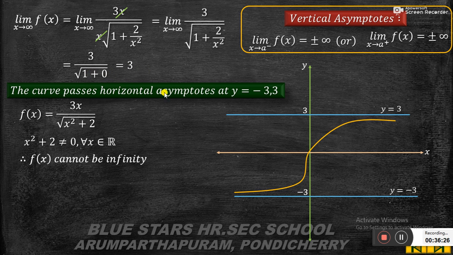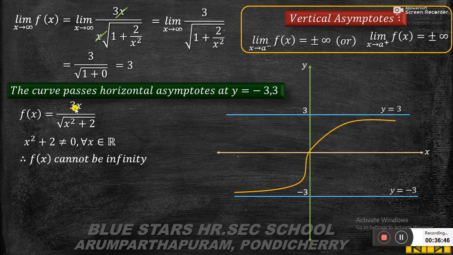The curve has horizontal asymptotes at y equal to 3 and y equal to minus 3. So therefore these are the horizontal asymptotes, y equal to 3 and y equal to minus 3, and the curve passes the horizontal asymptotes at the point y equal to 3 and at the point y equal to minus 3.